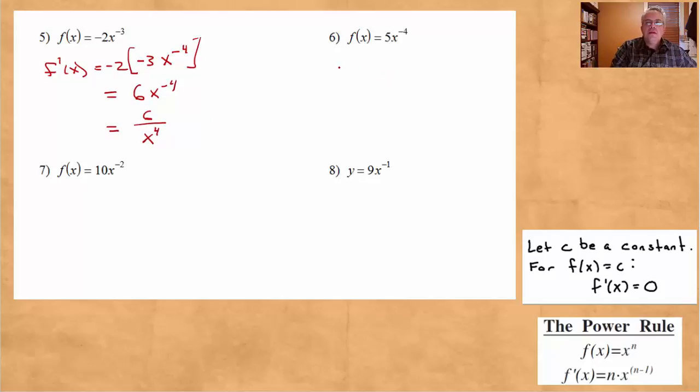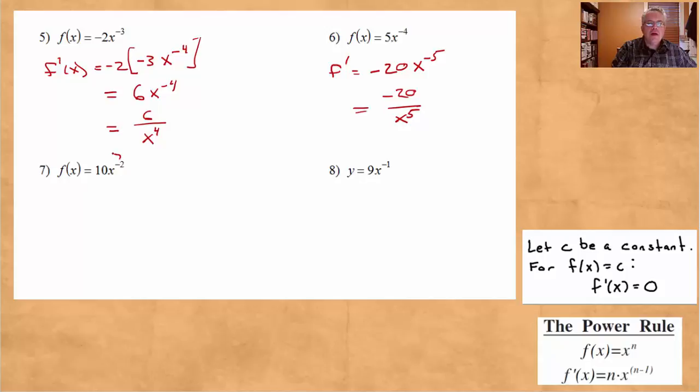This would be 6 over x to the positive 4. Okay, this one. Alright, I'm going to try a little bit shorter method. Instead of writing 5 times the derivative of x to the negative 4, I'm going to kind of take a shortcut here. I'm just going to multiply the coefficient and the exponent right away. Negative 4 times 5 is negative 20. We get x to the 1 less power. That would be negative 5. And then we're going to rewrite. So this would be negative 20 over x to the positive 5.